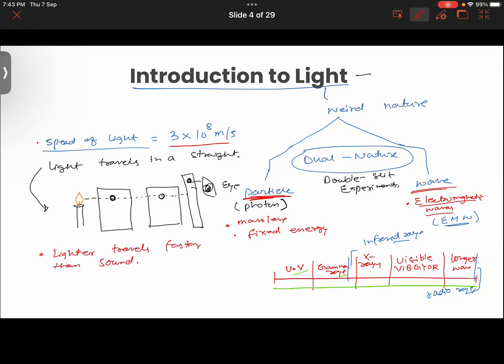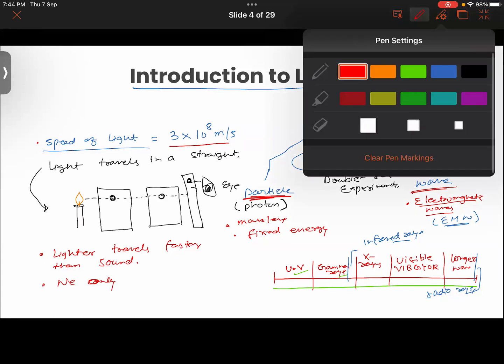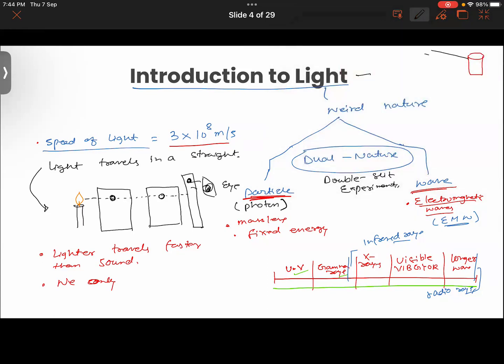Faster than sound. Okay, and we can see things only because they reflect light into our eyes. So whatever you are seeing now, we are able to see things because they reflect light into our eyes. Suppose there's a piece of an object here, for example, a piece of glass here. You are able to see this piece of glass because light rays coming from any source get reflected to your eyes.